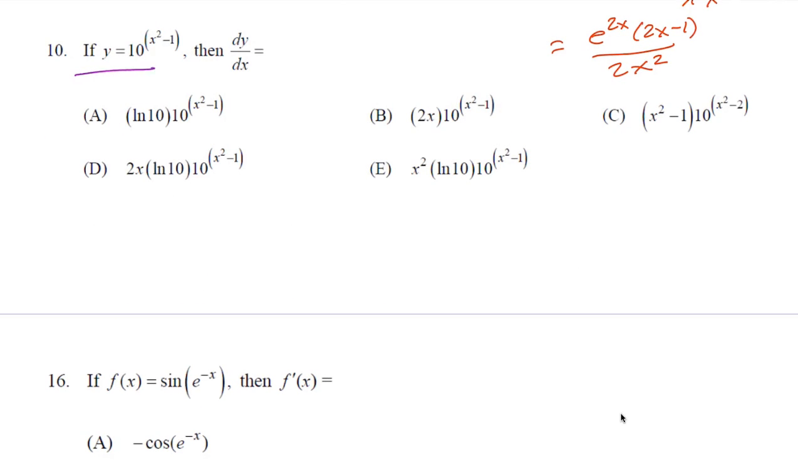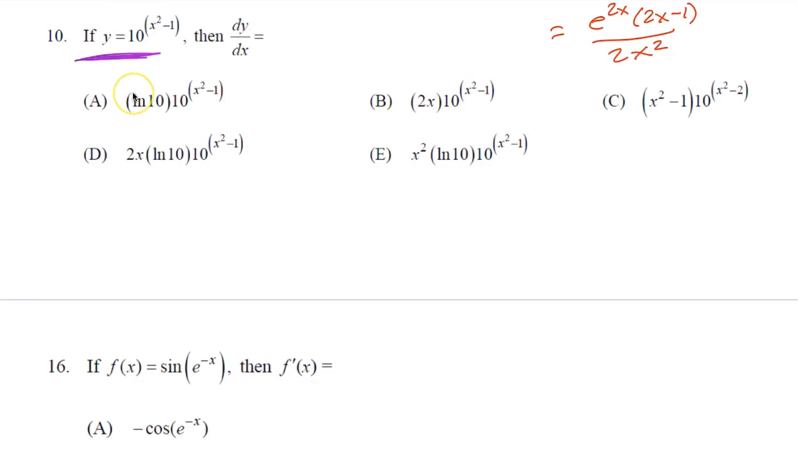If y equals 10 to the x squared minus 1, then find the derivative of that. So this is another chain rule, but it's with the base, like a basic exponential function. Remember the way we do a basic exponential function? Much like e to the x, we copy it. So 10 to the x squared minus 1. But then we have to multiply by natural log of the base, 10. And then we multiply by the derivative of the inside. Derivative of the inside here is 2x.